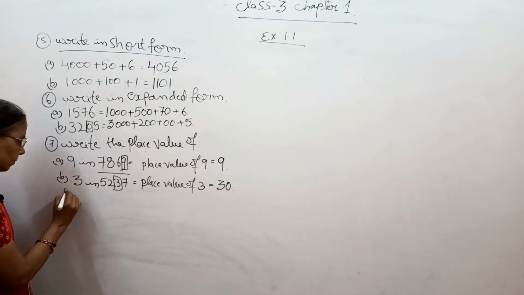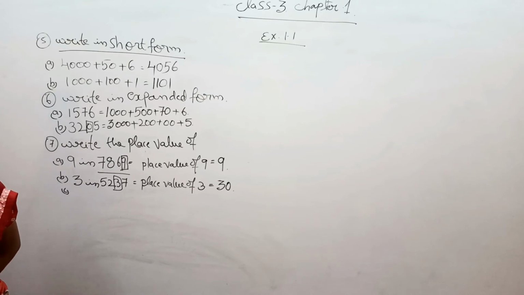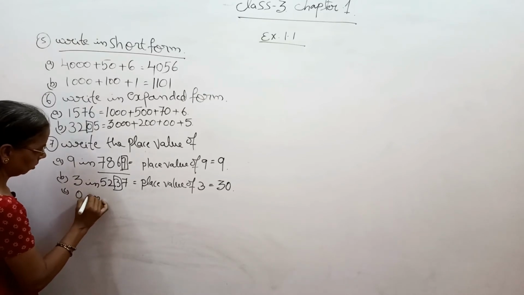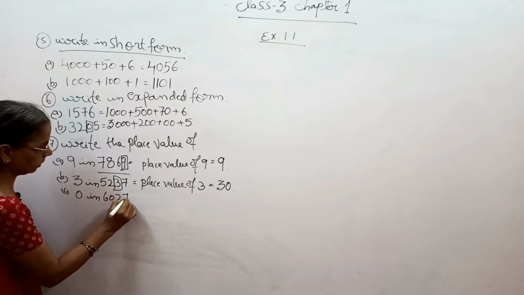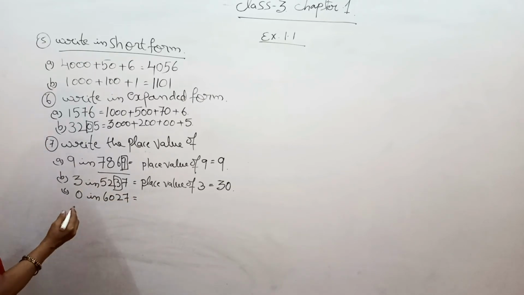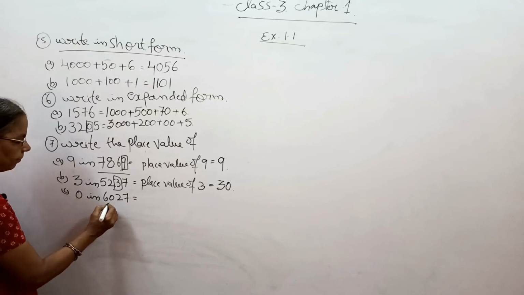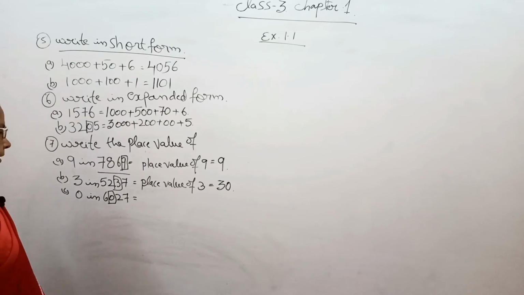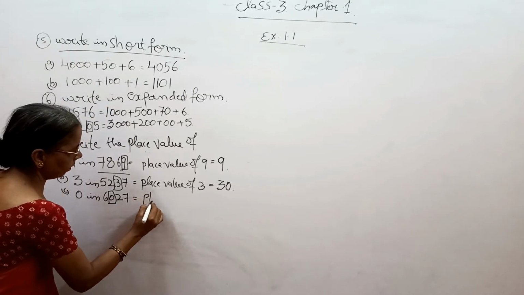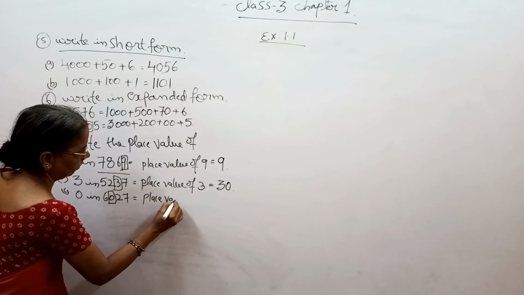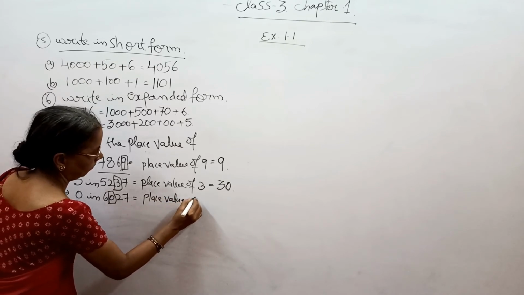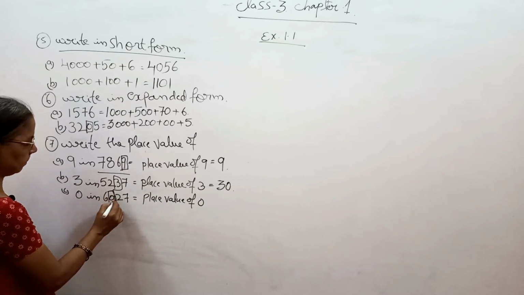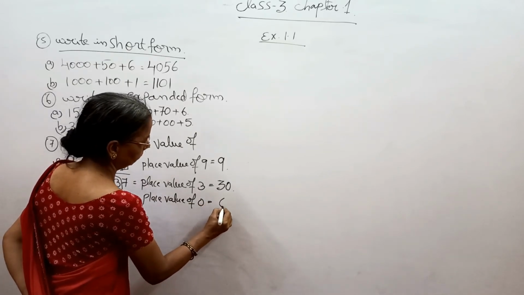Next, question number 3, 0 in 6027. Here it is asked the value of 0 which is in the place of hundreds, that is place value of 0. 0 means there is no number, then simply we have to write it 0.